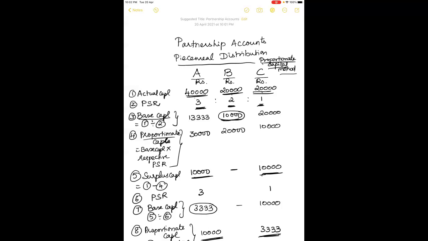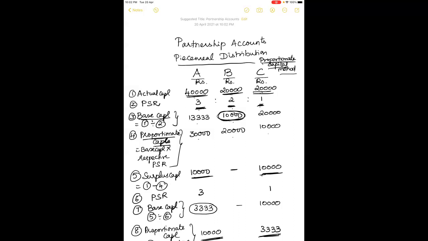So for finding out the proportionate capital, we first find a base capital. For finding the base capital, it is actual capital divided by profit sharing ratio. I get the answers: 13,333, 10,000 and 20,000. Among these three figures, I fix the smallest amount as the base capital. Then based on this base capital, I find the proportionate capital, that is base capital into the respective profit sharing ratio. So 3 into 10,000 is 30,000, 2 into 10,000 is 20,000, 1 into 10,000 is 10,000. These are the proportionate capitals of the partners A, B and C respectively.